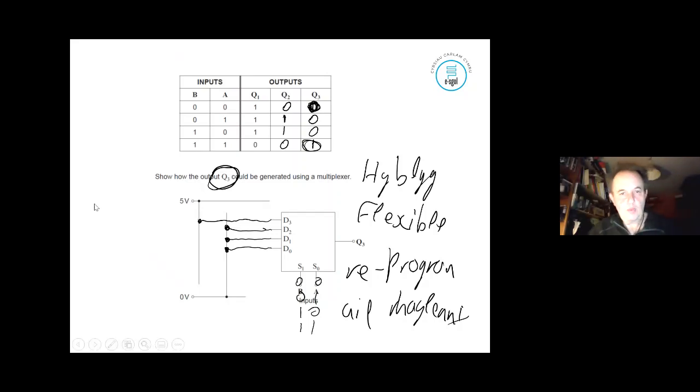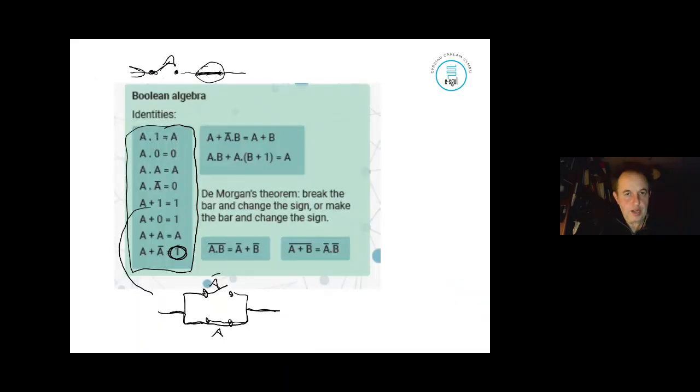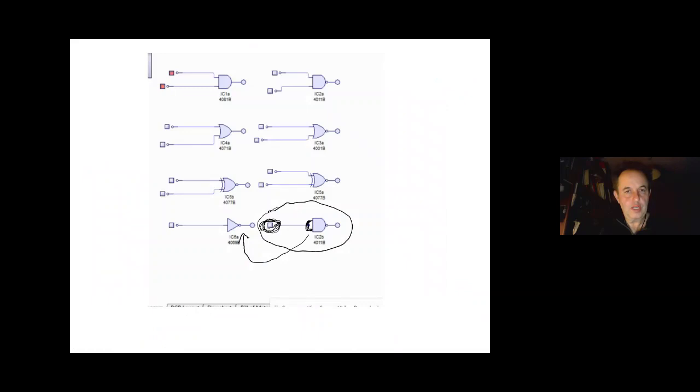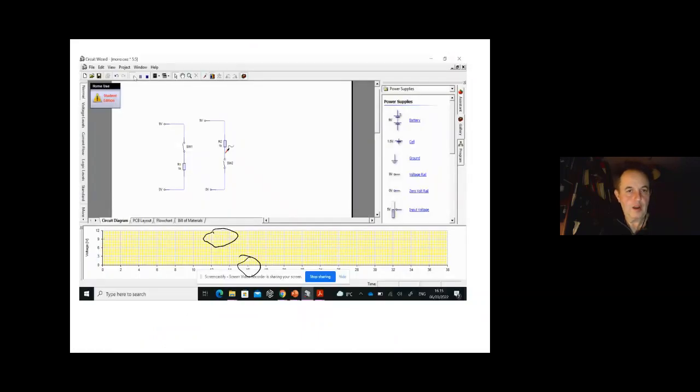Okay, what I've done there is basically give you a quick run through the essentials of logic, and things that you need to remember. For the multiplexers, maybe just remember the fact that they are flexible.